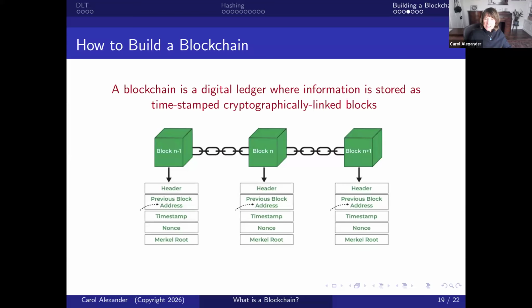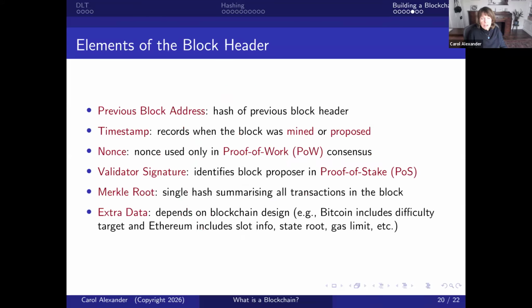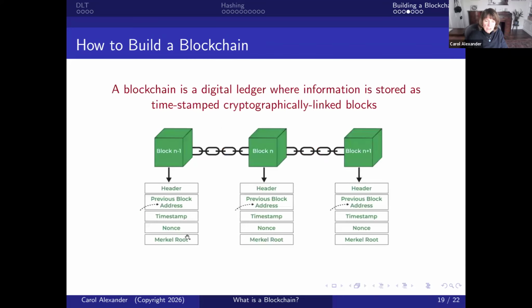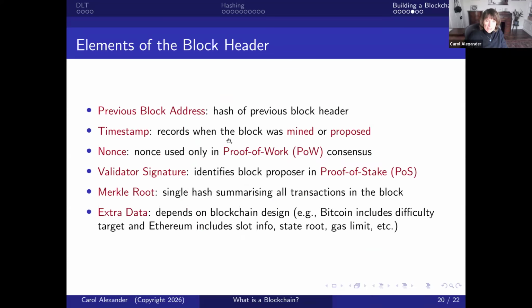So what exactly is in a header? There's more than in that diagram. That diagram was just for a proof of work blockchain. Why do I know that? Because they've got the word nonce here. This nonce is only used in proof of work. So you've got the previous block address, that's the hash of the previous block header, as I said.